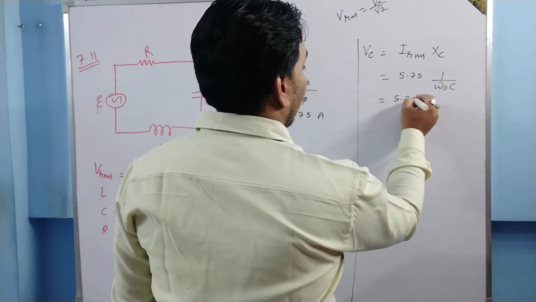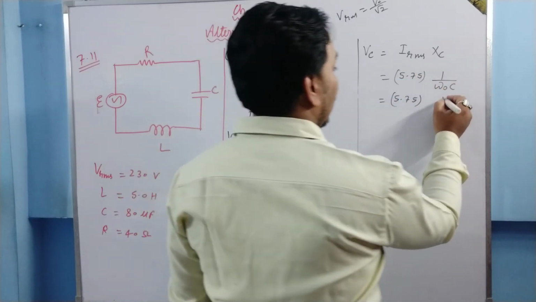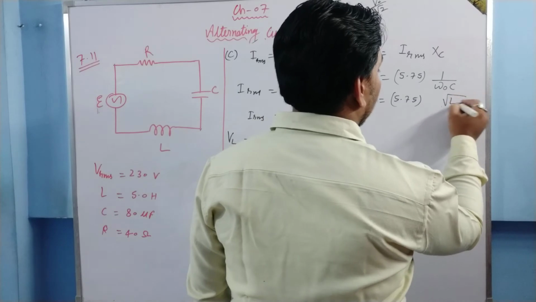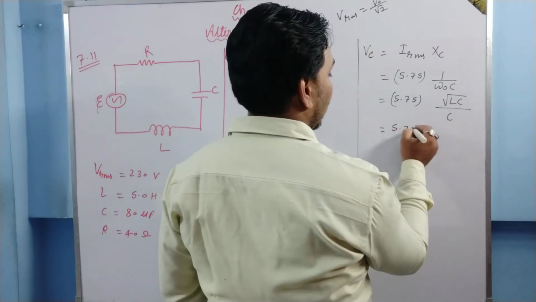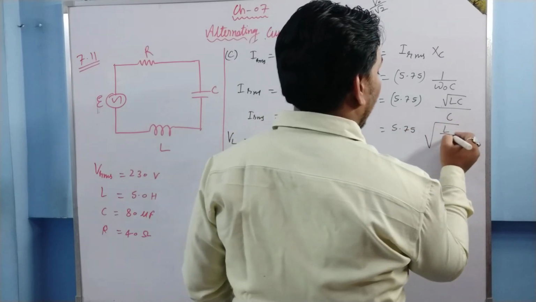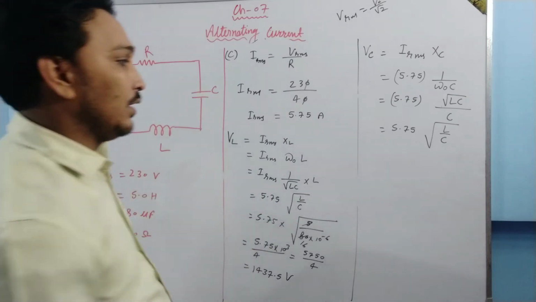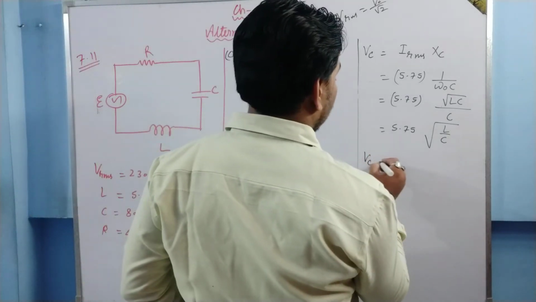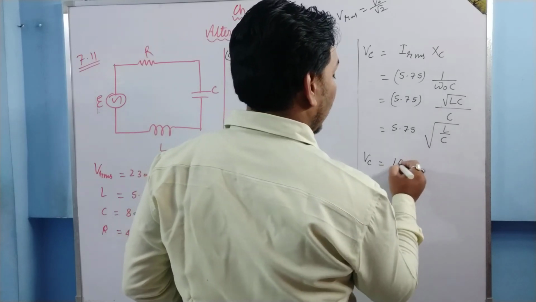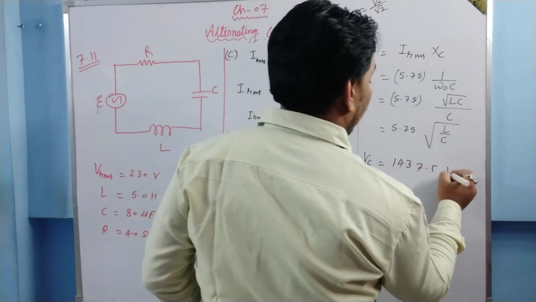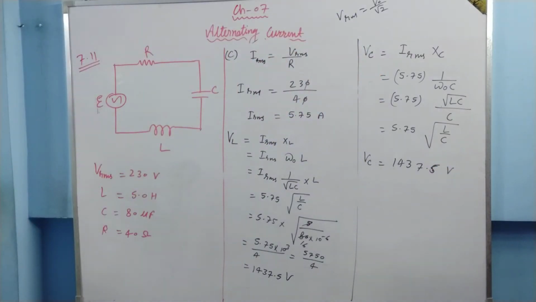Now 5.75, for 1 upon omega naught we can put under root LC upon C. So it will be 5.75 into under root L upon C, and just we have solved that, 5.75 under root L upon C. So VC is equal to, we have solved it, 1437.5 volt.